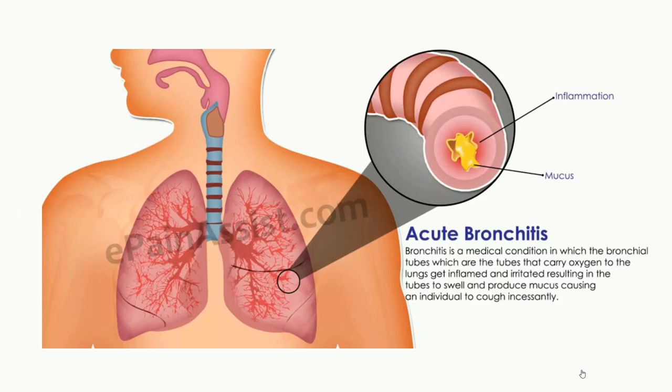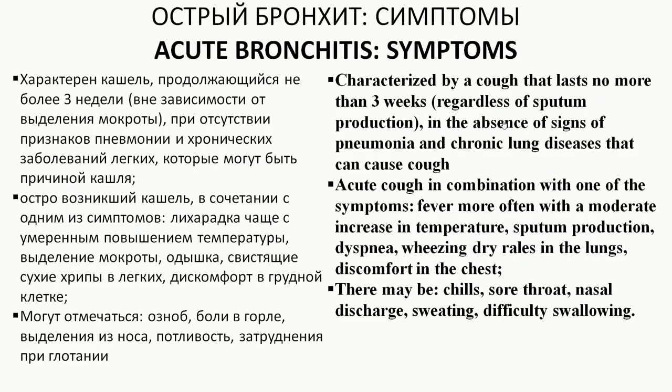This slide shows the changes in the bronchi in acute bronchitis. We see a significant narrowing of the bronchi due to inflammation and the release of sputum into the lumen of the bronchi. The symptoms of acute bronchitis are characterized by a cough that lasts no more than 3 weeks, regardless of sputum production, in the absence of signs of pneumonia and chronic lung diseases that can cause cough.